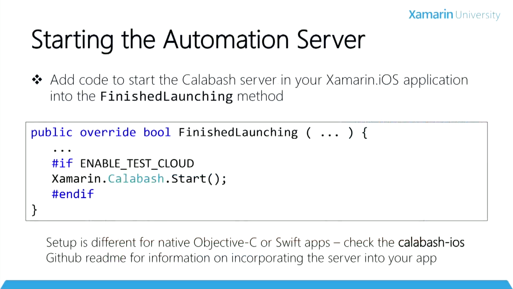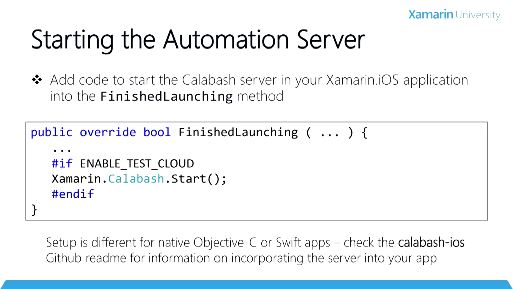Now, once the server is included in your iOS application, you'll need to start it as part of your application's initialization. And the best place to do this is in the FinishedLaunching override. You start it through a call to Calabash.Start, and it's exposing a bit of the underlying plumbing by its name. Make sure to use conditional compilation to perform this step. You don't need or want the automation server in your final released application. The templates that you will use, they use the symbol ENABLE_TEST_CLOUD, but you can pick any symbol you like as long as it's defined as part of the build you create for testing. For example, people will often use the DEBUG symbol.